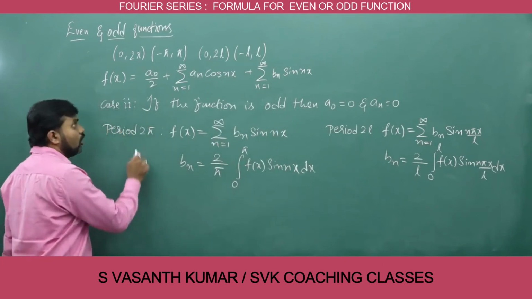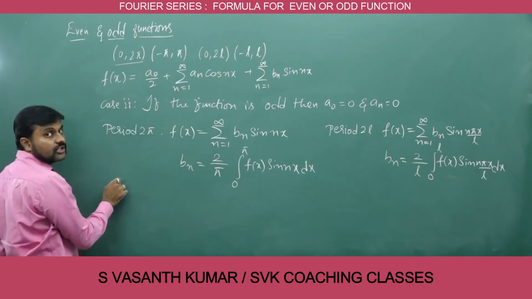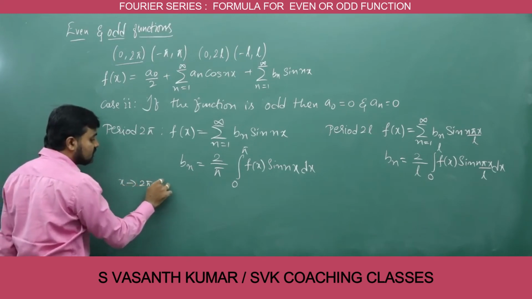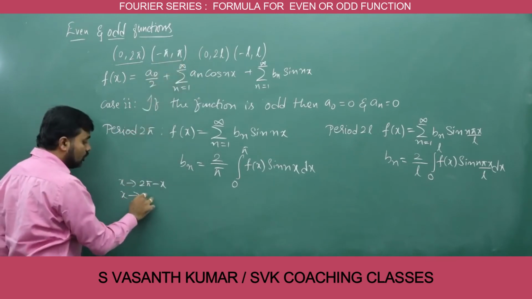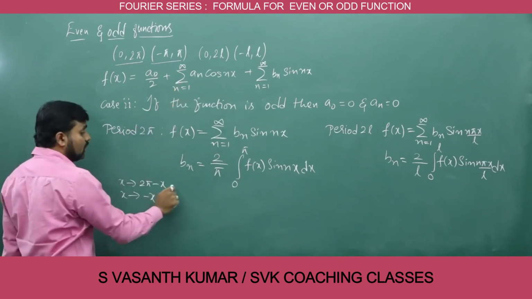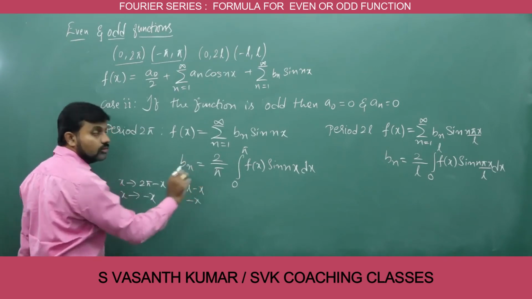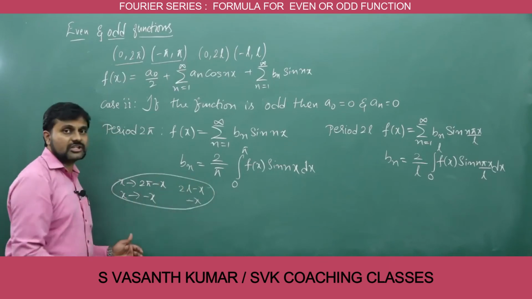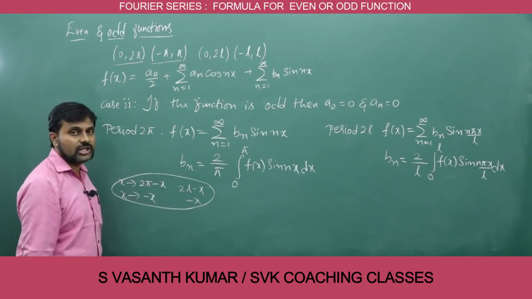That's all. So if the given interval is 0 to 2 pi, how to check for even or odd? Just change x to 2 pi minus x. If the given interval is minus pi to pi, change x to minus x. That's all. Similarly for period 2l, change x to 2l minus x, and for minus l to l, change x to minus x. Keep observing this way of changing the value of x to find whether the given function is even or odd.